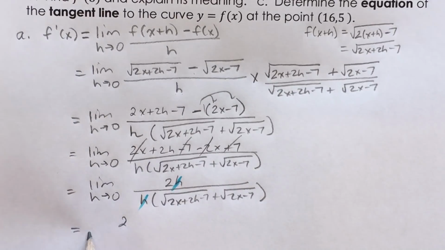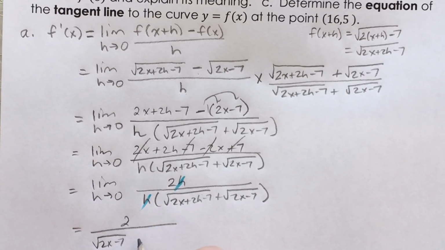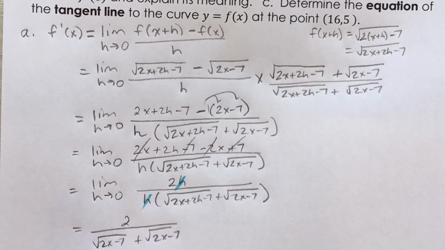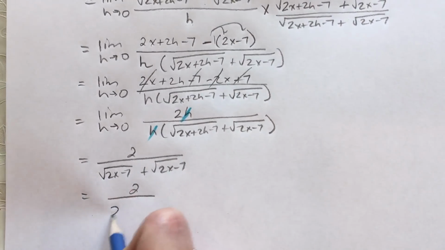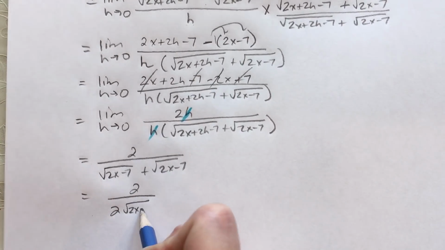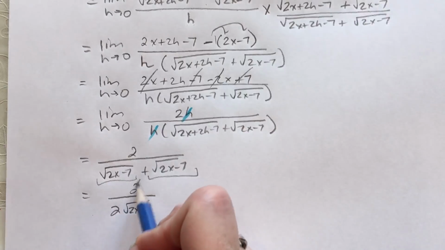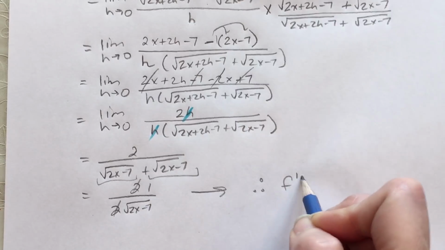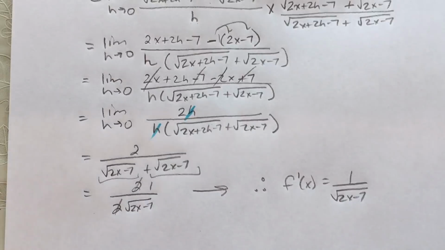And when we do that, we're going to end up with 2 over the square root of 2x minus 7 plus the square root of 2x minus 7, or 2 over 2 root 2x minus 7, because there's 2 of them being added together. Then our 2's are going to divide out. So therefore, we figured out that f prime at x is equal to 1 over the square root of 2x minus 7. And what does that mean?